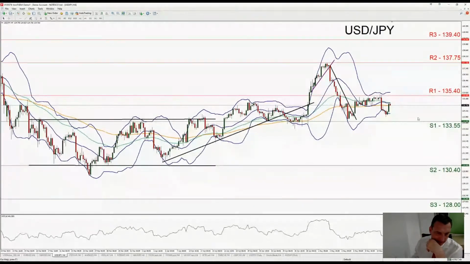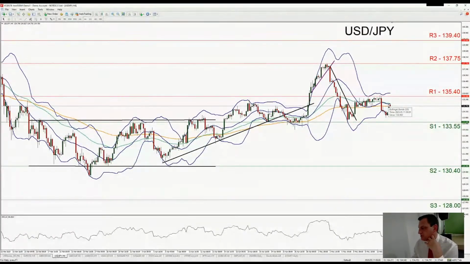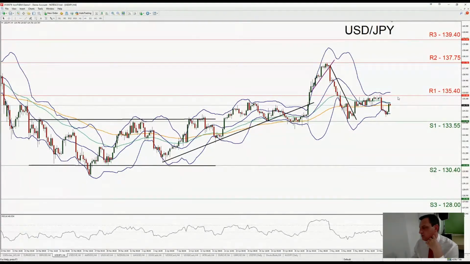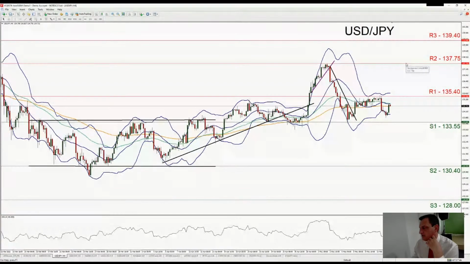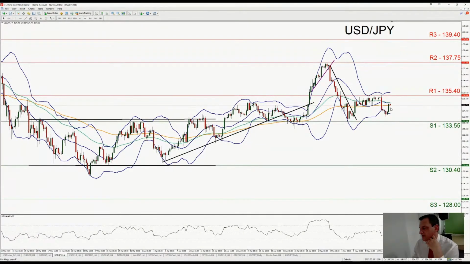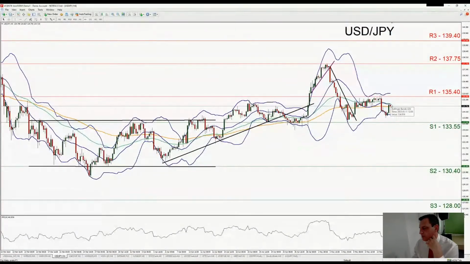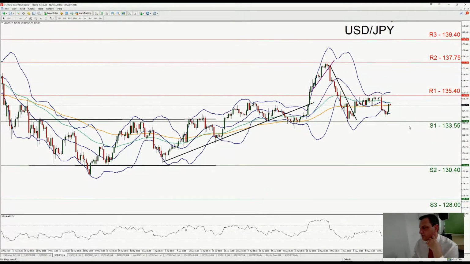Should the bulls take over for any given reason, we may see the price action rising, breaking the 135.40 clearly this time, and start aiming for the 137.75. On the flip side, should the bears be in charge, we may see the price action dropping, breaking the 133.55, which would be paving the way for the 130.40. So it's a big move, and for the time being, we maintain a bias for the sideways motion to continue.